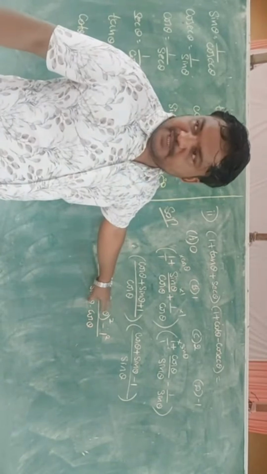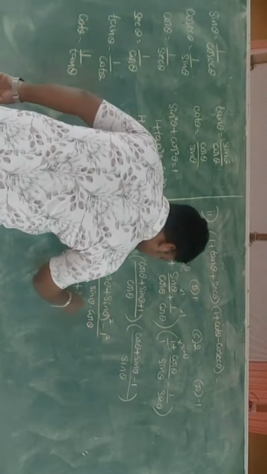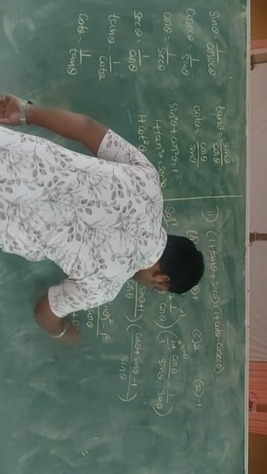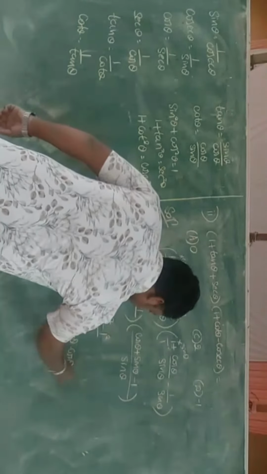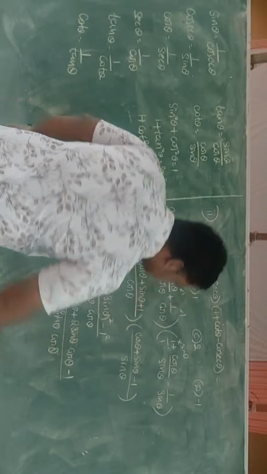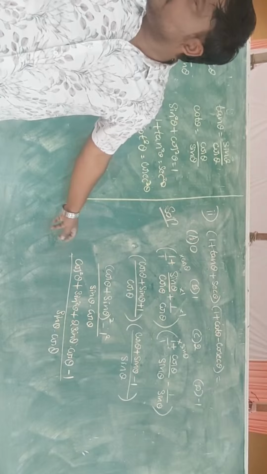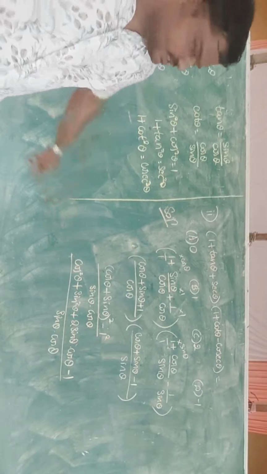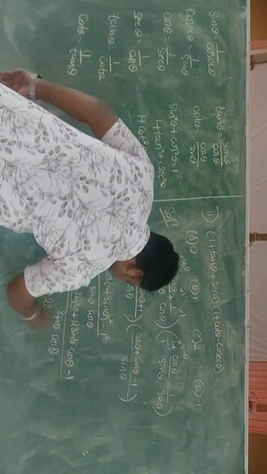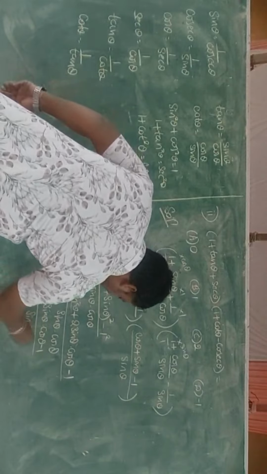So the expansion of (A plus B) whole square is A square plus B square plus 2AB, minus 1, all divided by sin theta into cos theta. You know the identities: sin square theta plus cos square theta, what? 1. Sin square theta plus cos square theta is nothing but 1. So can I write sin square theta plus cos square theta as 1? Yes, 1 plus 2 times sin theta into cos theta minus 1, divided by sin theta into cos theta.